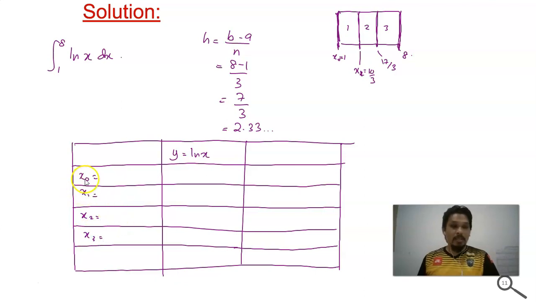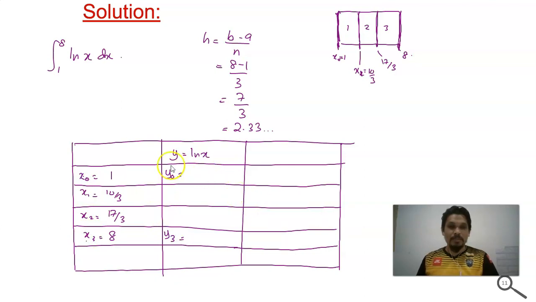x naught until x3. But how many values of x are there? 1, 2, 3, 4. x naught means the beginning, the value of x from 1 until 8. So here is 1, this is 10 over 3, this is 17 over 3, and here is 8. Then y naught until y3.